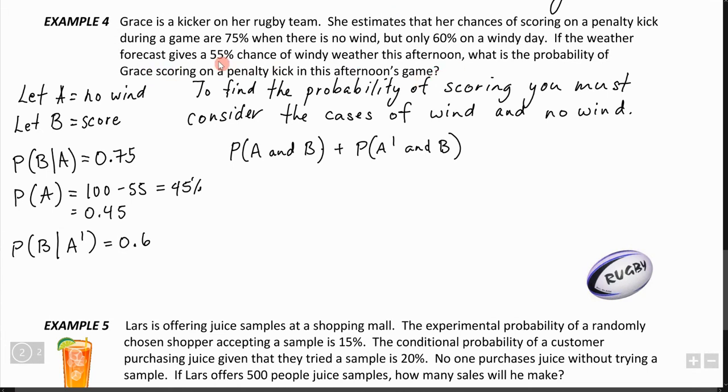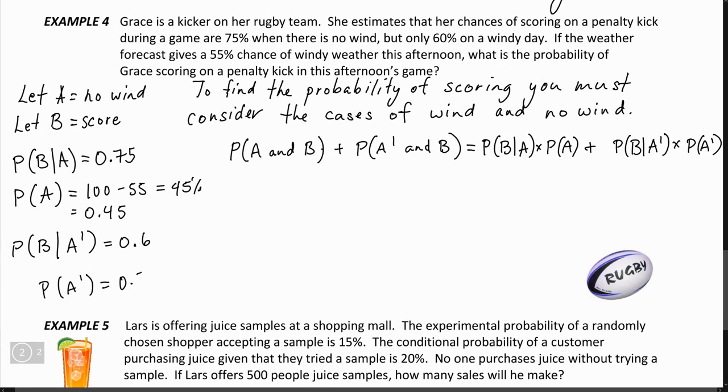So we're not even sure if there's wind or not. There's probabilities for each of those cases. If you look at the probability that she will score given that there's wind, and the probability that she will score given that there's no wind. So what we need are the probability of B given that A has occurred times the probability of A, plus the probability of B given that A has not occurred times the probability of A prime. A prime I forgot to write down here. So the probability of A prime is the probability that there will be wind, which is 0.55. So I'm going to write that down as well.